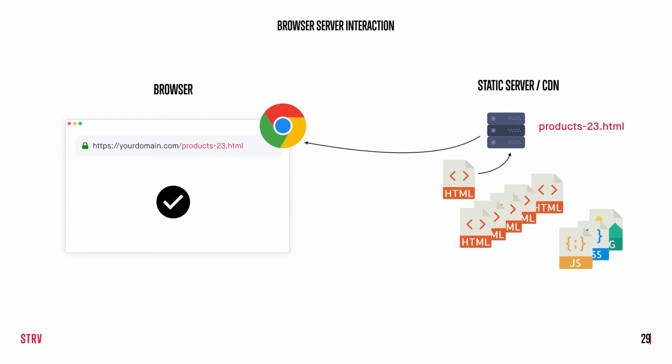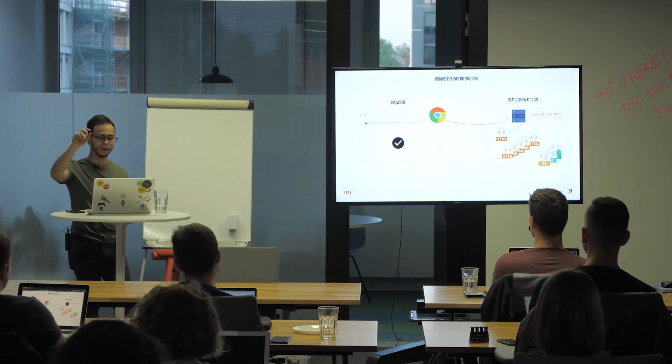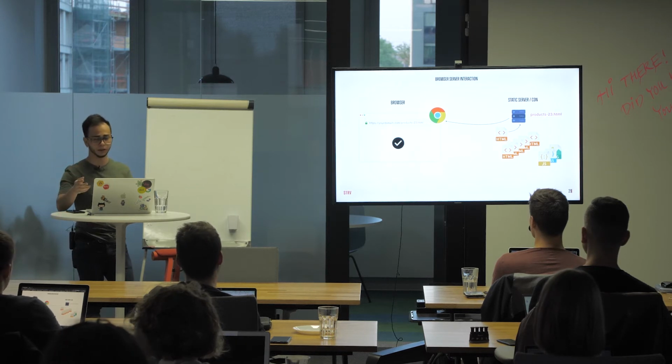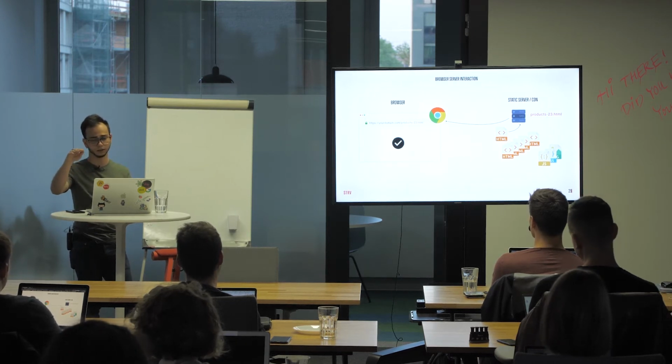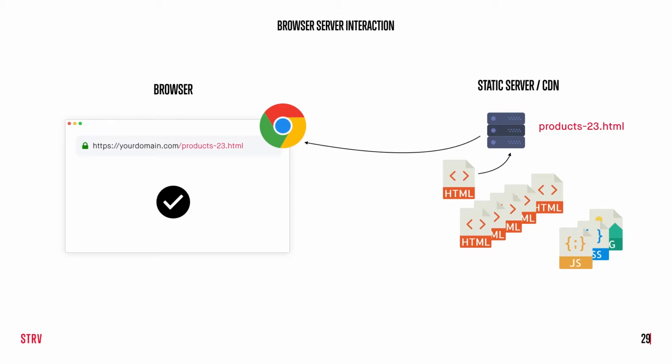By the way, you see products.23.html. You can predefine the URL by just calling it products-23, but in the simplest version, you need to put the extension of the file.